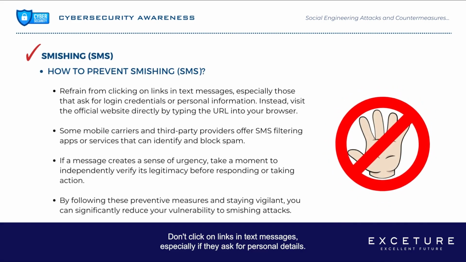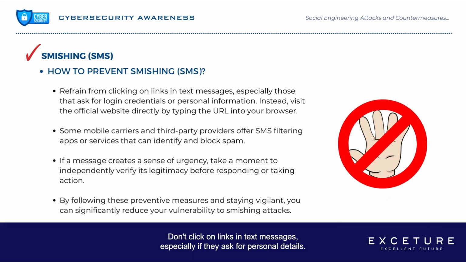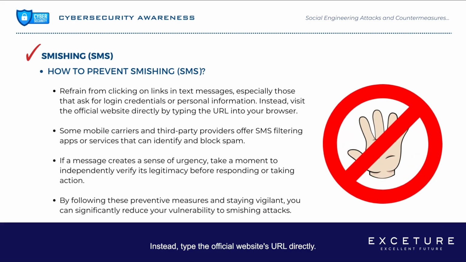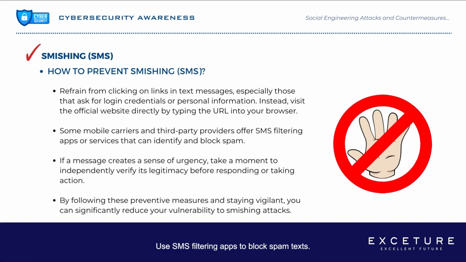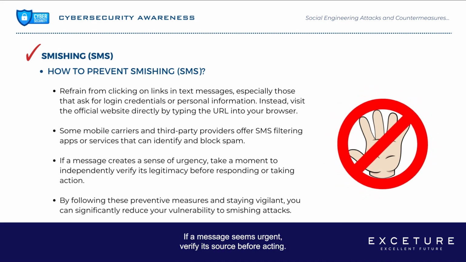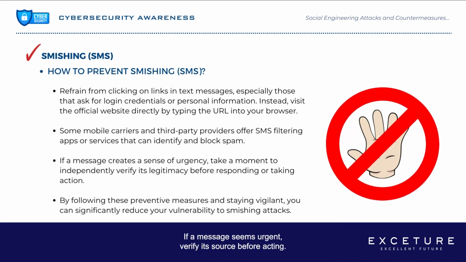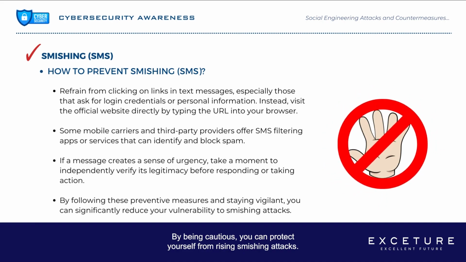Don't click on links in text messages, especially if they ask for personal details. Instead, type the official website's URL directly. Use SMS filtering apps to block spam texts. If a message seems urgent, verify its source before acting. By being cautious, you can protect yourself from rising smishing attacks.